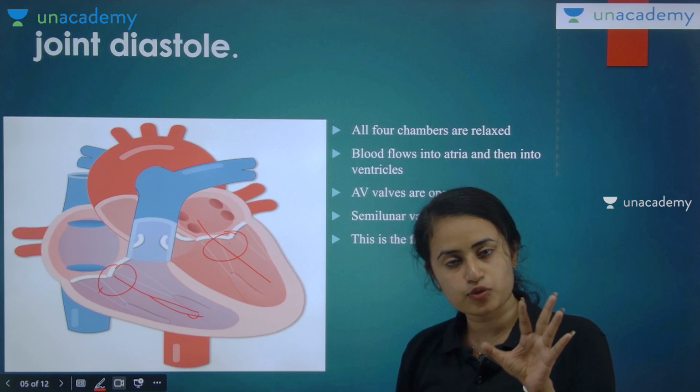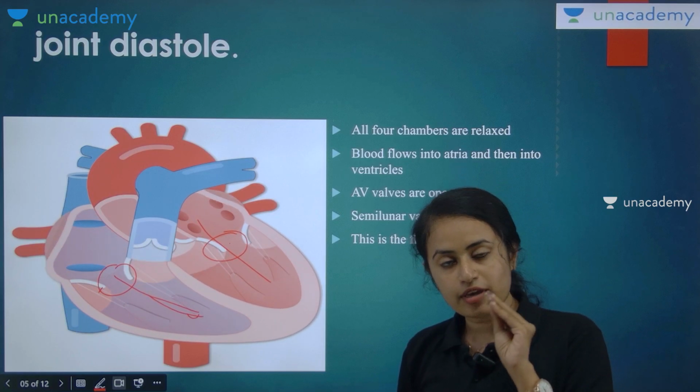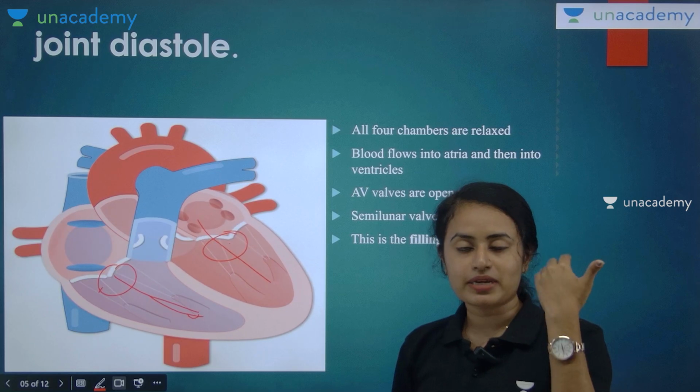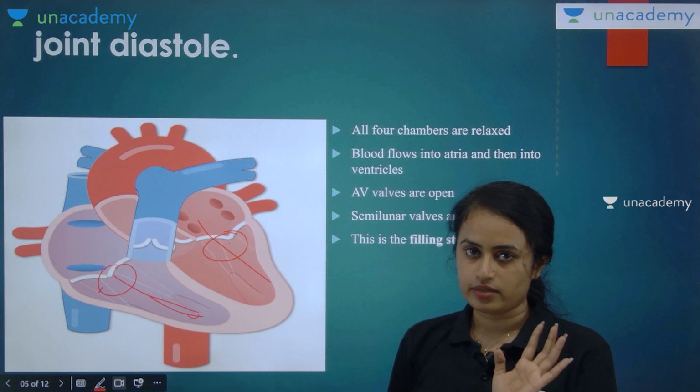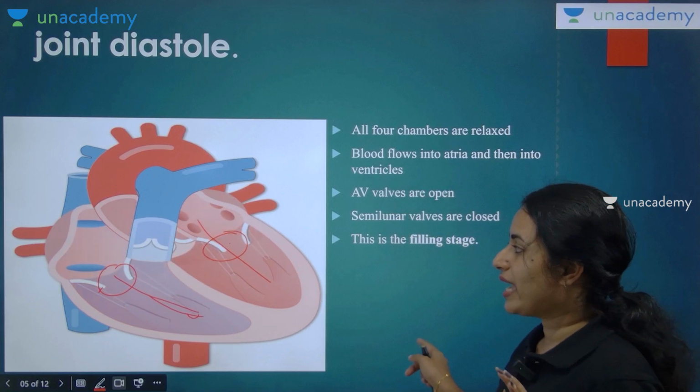It is just a filling phase. Nothing happens, very slow and calm. All the 4 chambers are in the relaxed state. The AV valves open and the blood completely fills both ventricles. This happens in the joint diastole phase. And second one, atrial systole.